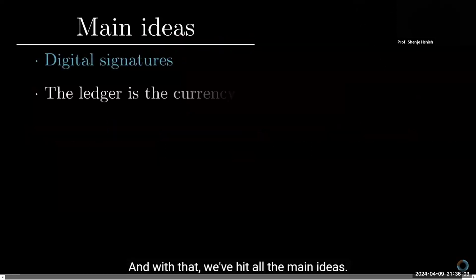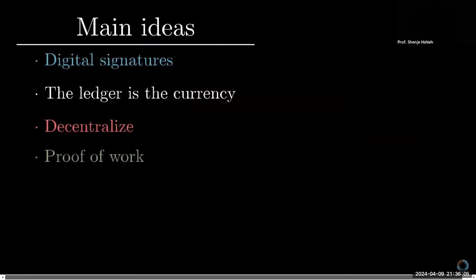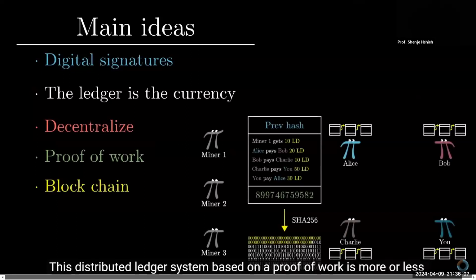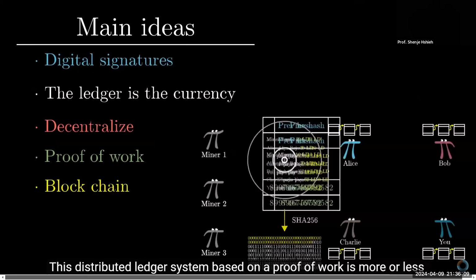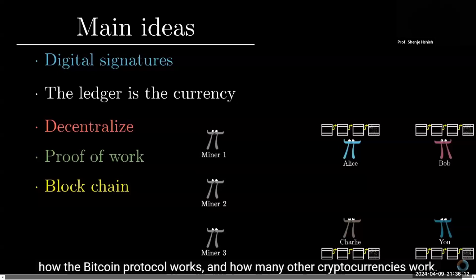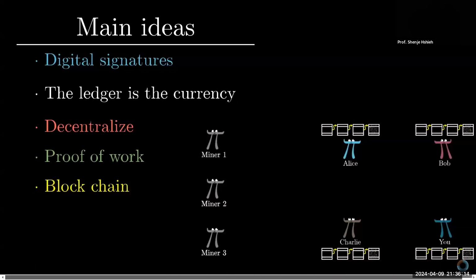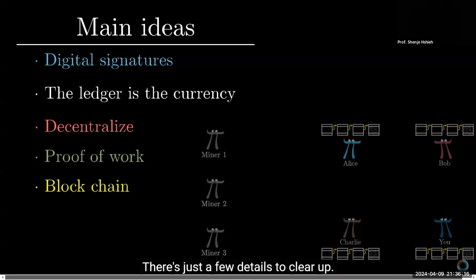And with that, we've hit all the main ideas. This distributed ledger system, based on a proof of work, is more or less how the Bitcoin protocol works, and how many other cryptocurrencies work. There's just a few details to clear up.